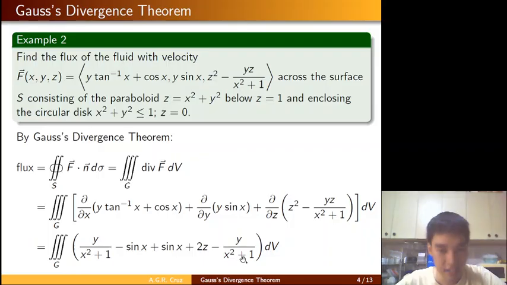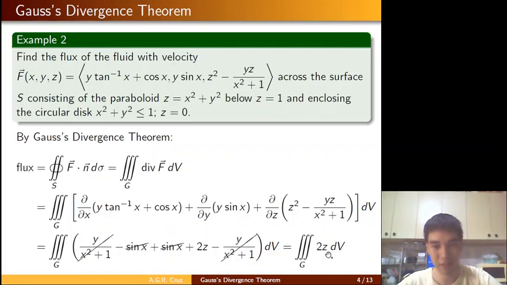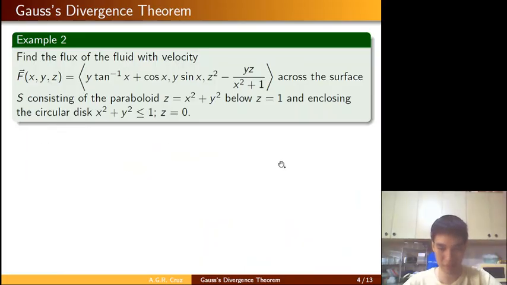And as you can see, when you simplify this, some terms should cancel, no? In particular, the y over x squared plus 1 will cancel out with the negative here. They will cancel out. And then negative sine x plus sine x will also cancel out. That leaves you now with a triple integral of 2z over the solid g. Now, like I mentioned before, this triple integral would be more convenient to evaluate by converting into cylindrical coordinates. So let's compute for that.